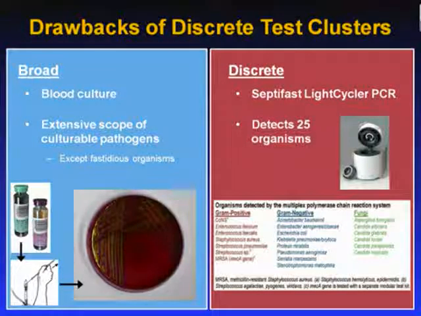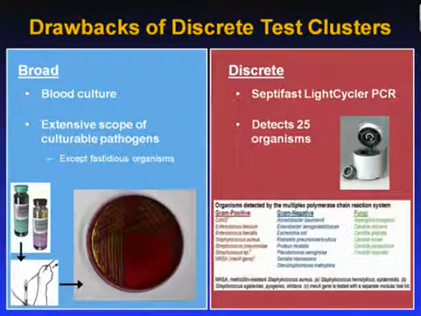There will be 25 individual positive predictive values and 25 individual negative predictive values representative of the 25 pathogens detected in the discrete test panel of the SeptiFast LightCycler. A single positive predictive value and negative predictive value cannot be calculated for the device to represent bacteremia or fungemia, since other organisms may be present in the blood that are not present in the test cluster.